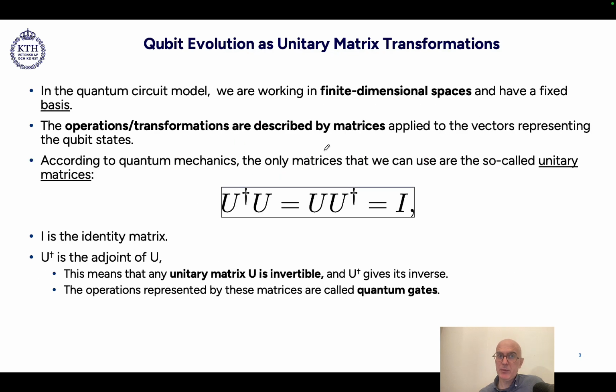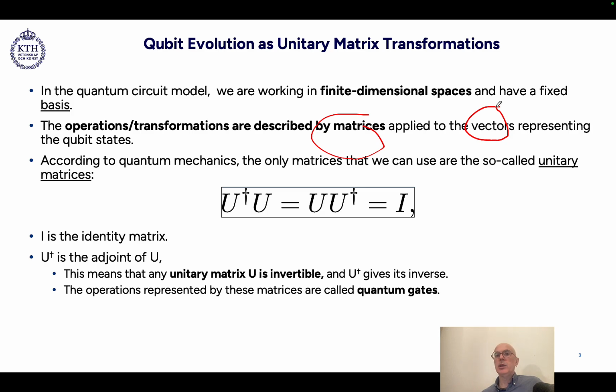Whenever we use a quantum circuit model, we are working in a finite dimensional space. That is our qubit that will have two components, and each component will be a so-called amplitude. And we're going to have a fixed basis. For instance, we saw in the previous lecture, we have the computational basis. The operations and transformations in quantum circuit formulation are described by matrices that express a linear transformation on our quantum state. And this operation will be applied to vectors that represent our qubit state.